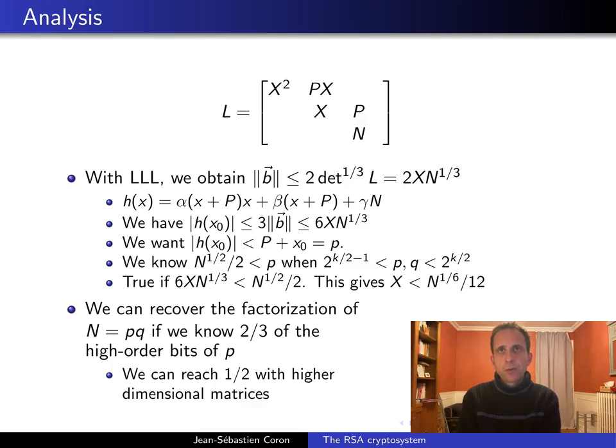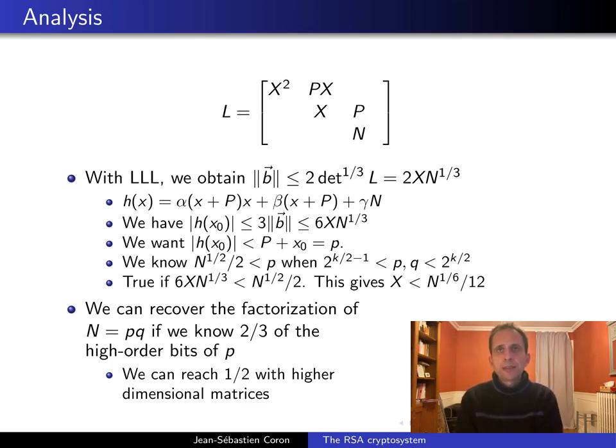This is because each component of the vector b, which is actually an upper bound on the evaluation of the monomial at x0, each component is less than the norm of b. And so since h of x0 is the sum of these 3 components, we have that the norm of h of x0 is upper bounded by 3 times the norm of b, which gives us that it is less than 6 times x times n to 1/3.